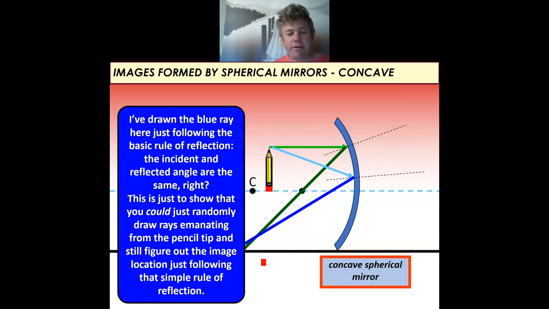I've drawn the blue line here just following the basic rule of reflection. The incident and reflected angles are the same. This is just to show that you could randomly draw points from the tip of the pencil and still get the same concept, same rule, same location of the image. That's all that means. So be aware of that, because as this got inside the center of curvature here, if you needed that third line, that's how we get the third line. Do we have to have it? Not at all. All we need are the first two.